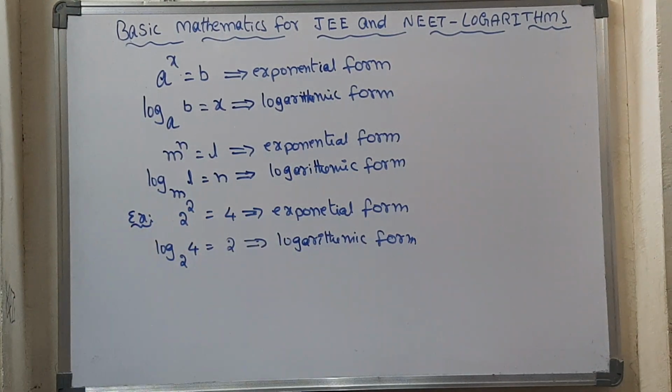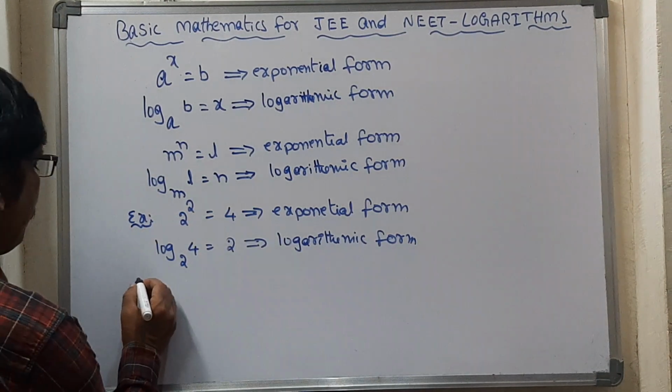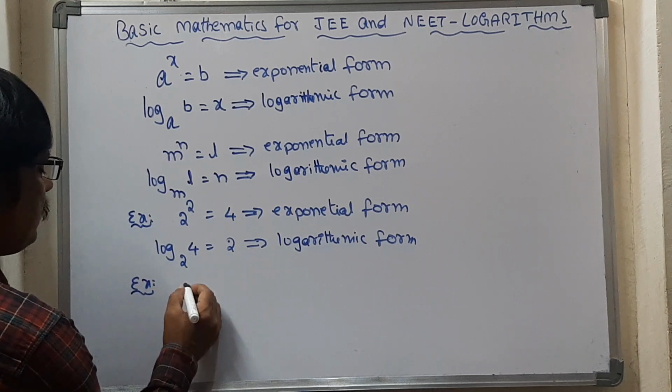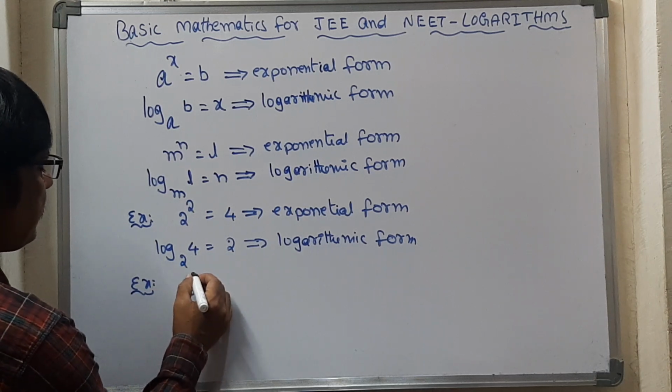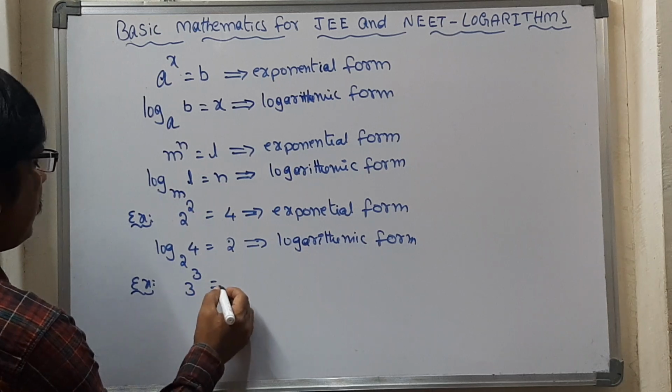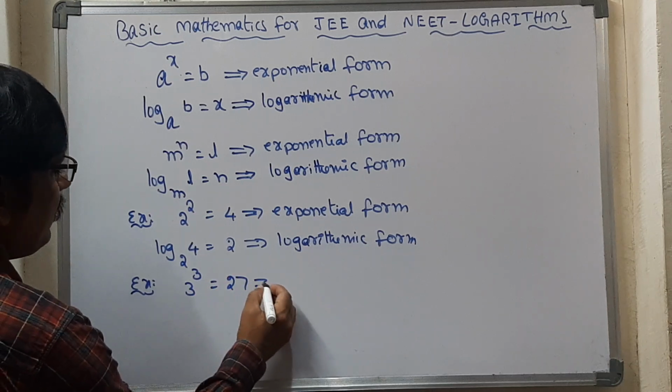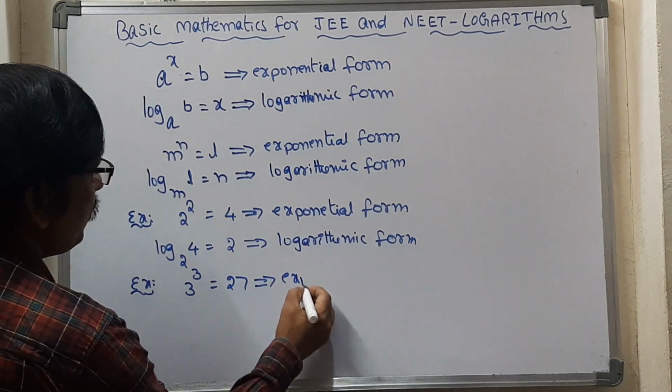And in this way we can proceed. Now let us take one more example for this one. This time we will take 3 cube is equal to 27. What do we call this one? This is an exponential form.